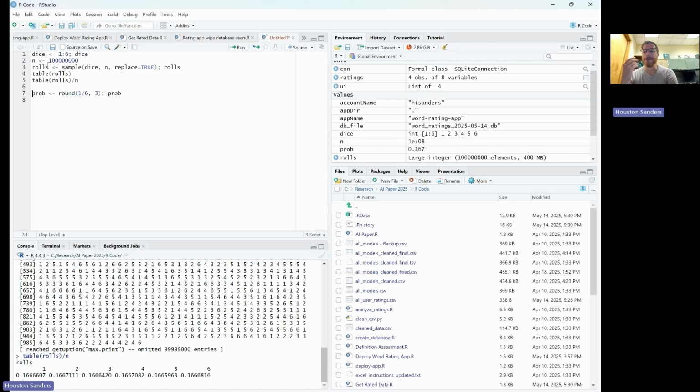When we did many, many, many rolls, we started to come upon the law of large numbers. Our empirical probability approached our classical probability. So let's do one more example.